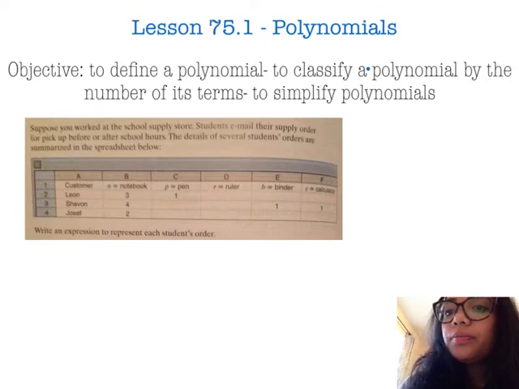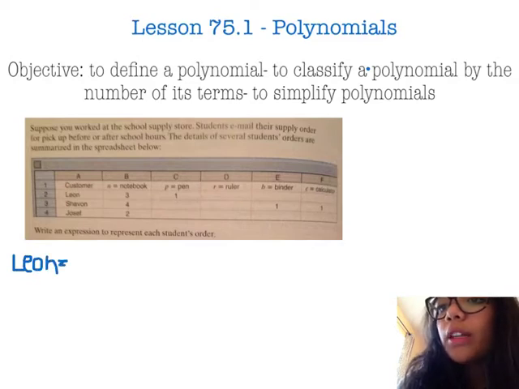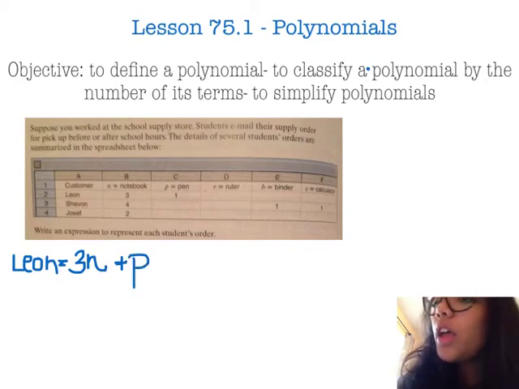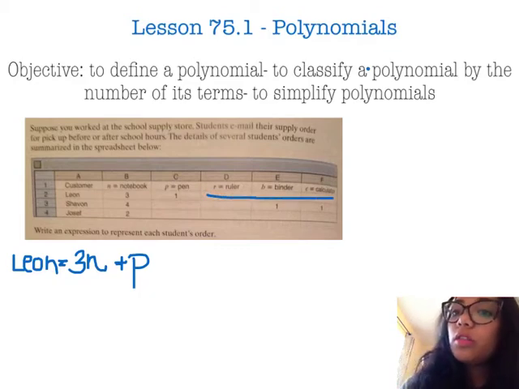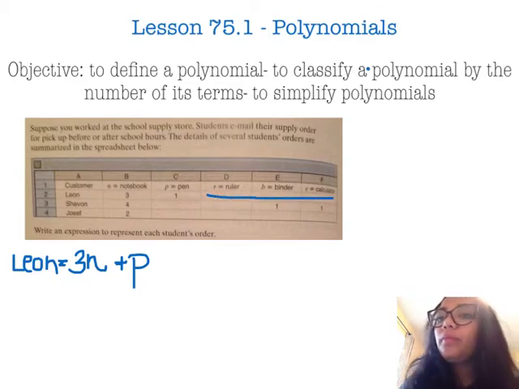so Leon, he bought 3 notebooks. So we don't know how much the notebooks cost, but we know that there's 3 notebooks. He bought 1 pen, so that would be plus 1p. And then he didn't buy any rulers or any calculators or any binders. So that is what he bought for his order. So let's go on to the next one.